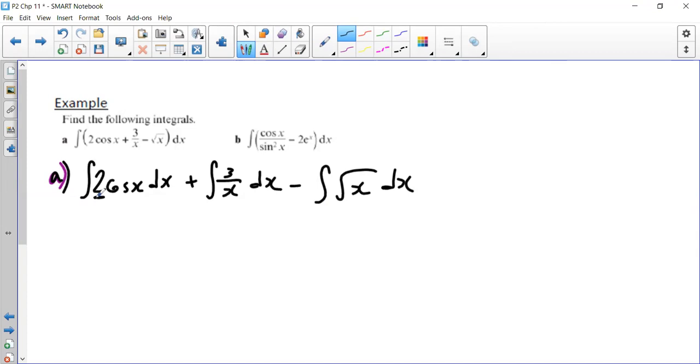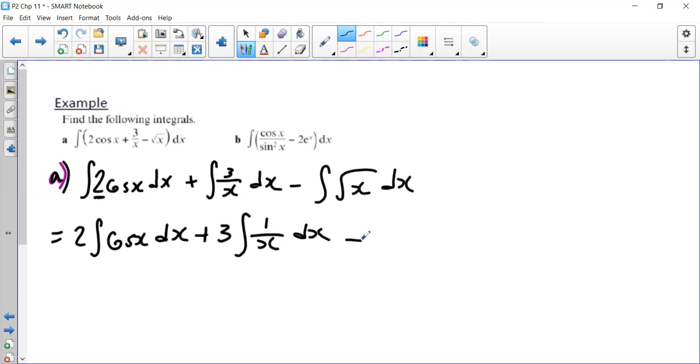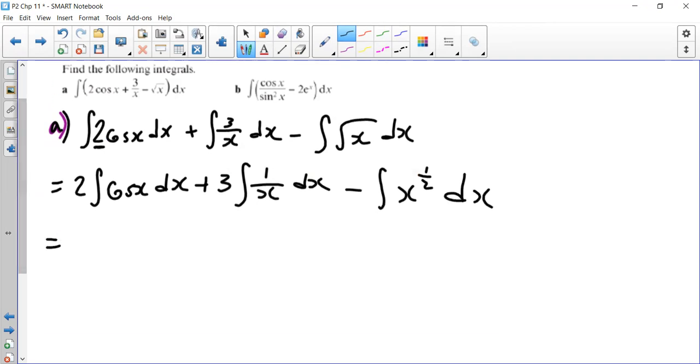Now you can see this 2 is a coefficient, so I'm going to write 2 integral cos x dx. This 3 could also be taken out, plus 3 integral 1 over x dx, minus... now this square root is not a coefficient, but we can rewrite it as a power of a half, because that's useful for integration. Right? Then one by one, the 2 has nothing to do with it.